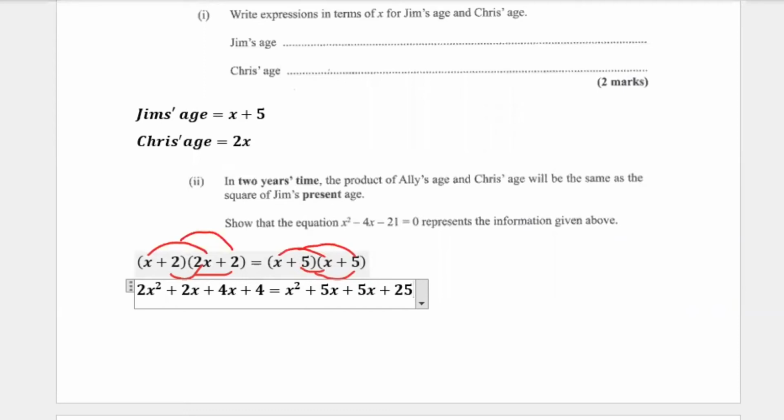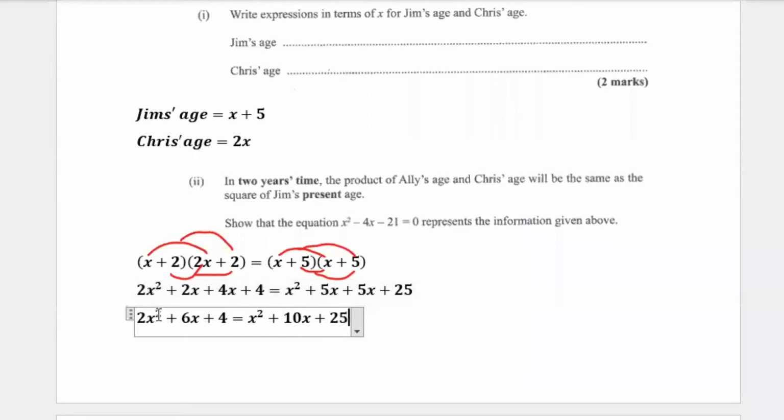That will eventually work out to be the right-hand side of our equation when we simplify. So now going ahead, we have 2x squared plus, we have a 2x here and a 4x. These are like terms, so we can add them. So we'll get 6x here plus 4. So we get 6x from adding this 2x plus 4x, is equal to x squared, and we have 5x plus 5x, and that will give us 10x plus 25.